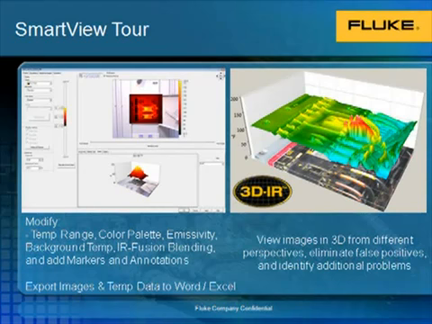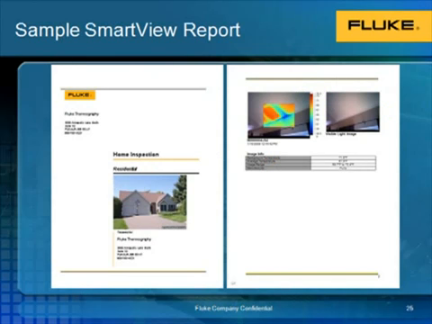On the right we see 3DIR. This is a functionality of the software that allows you to view images from different perspectives. This helps to eliminate false positives and identify additional problems as well. Here you see a sample report generated by SmartView. These reports are highly customizable and very easy to put together. For more detailed information on the SmartView software and report generation, please visit the session dedicated to SmartView.